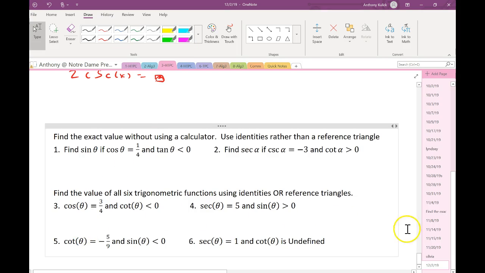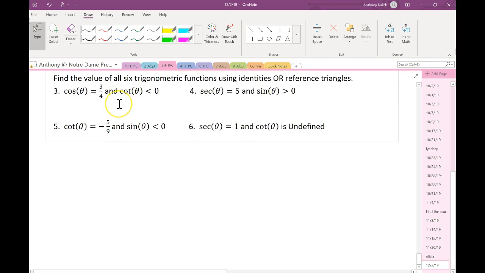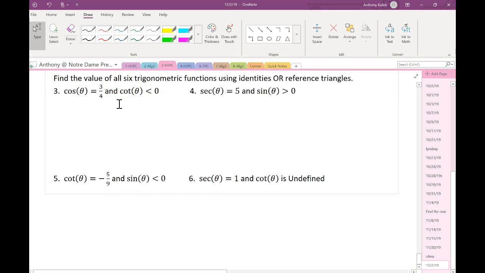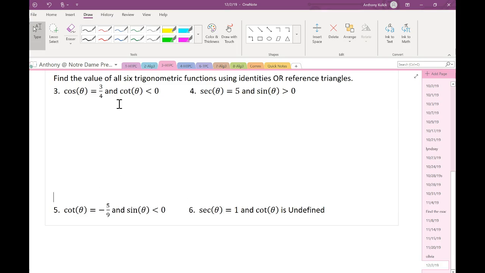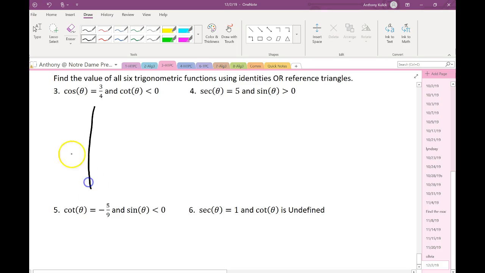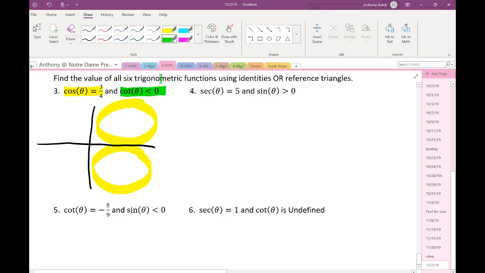All right. So you wanted to do this using a reference triangle then, is what you're saying. Okay. So I'll start by drawing my picture. I'm going to start with the fact that cosine is positive. Cosine is positive when x is positive, so we're looking in those two quadrants. And then we look at cotangent being negative. Cotangent is negative where the signs for x and y are different, so it's negative in this quadrant and this quadrant.